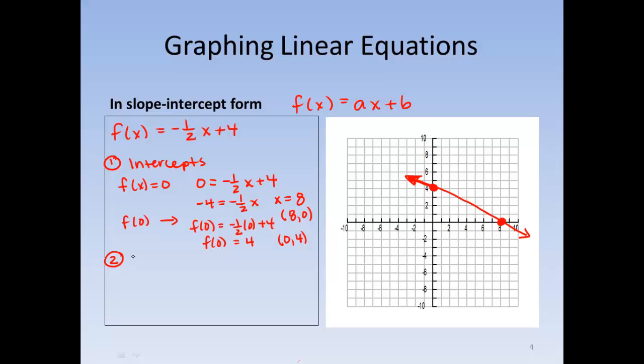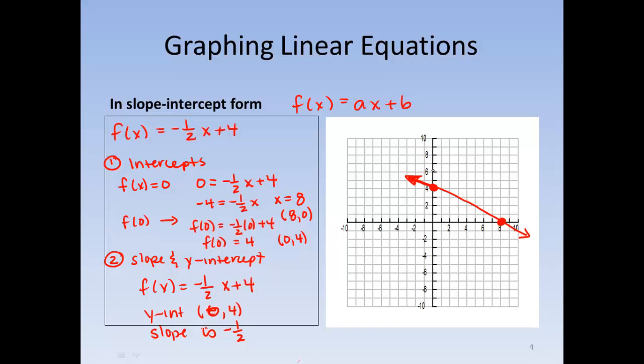The second way we could graph this is probably more familiar to you or more frequently used, and that would be by identifying the slope and the y-intercept. These are easily identified, which is how this form gets its name, the slope-intercept form. So if I have f of x equals -1/2 x plus 4, I would first probably identify that my y-intercept is 4, and I would identify that my slope is -1/2.